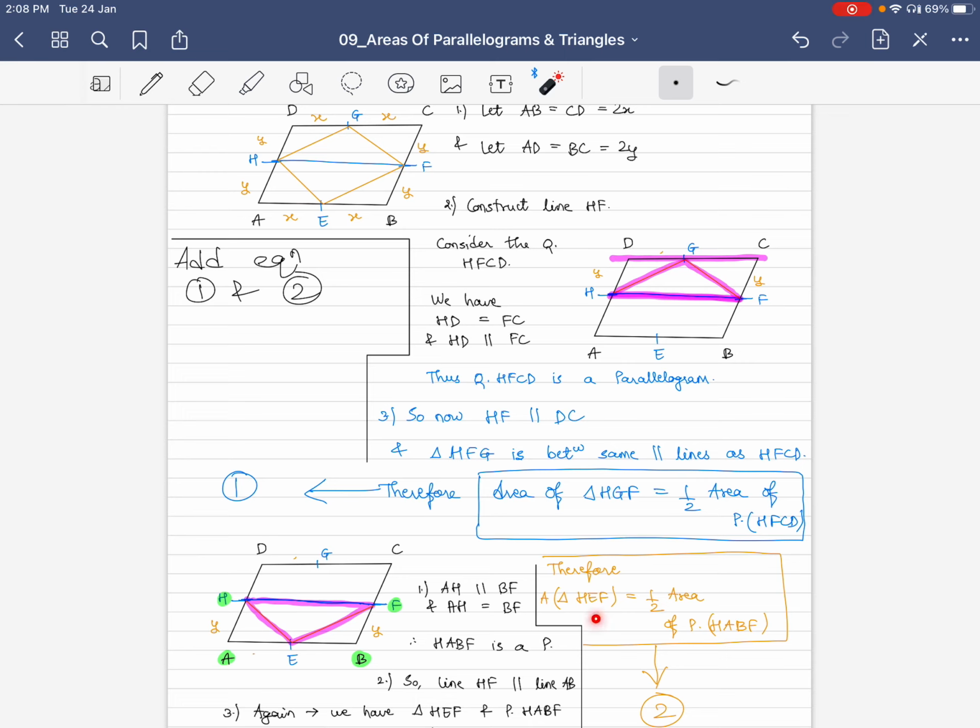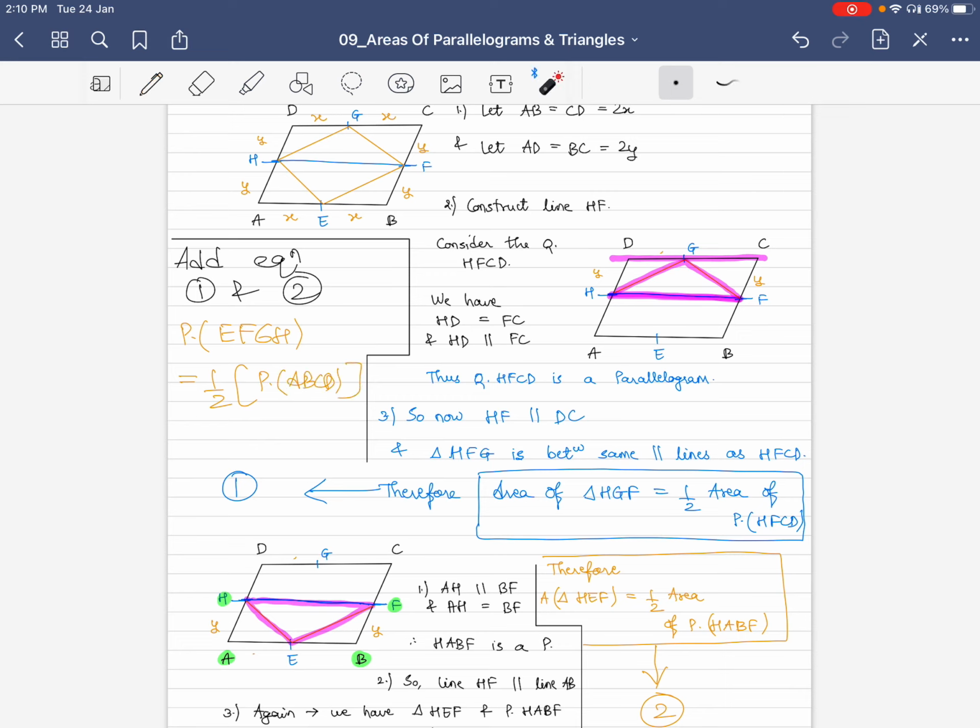on the left hand side, after adding we'll get the parallelogram EFGH, and on the right hand side we'll get half of HFCD plus HABF. If you add these two small parallelograms, you get the whole big parallelogram ABCD. So on the right hand side we have half of parallelogram ABCD.